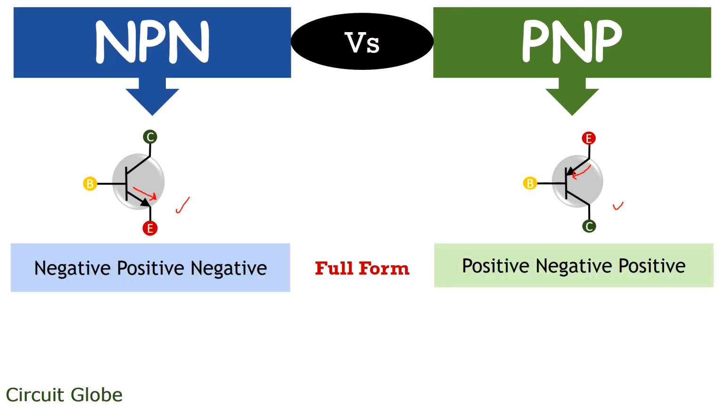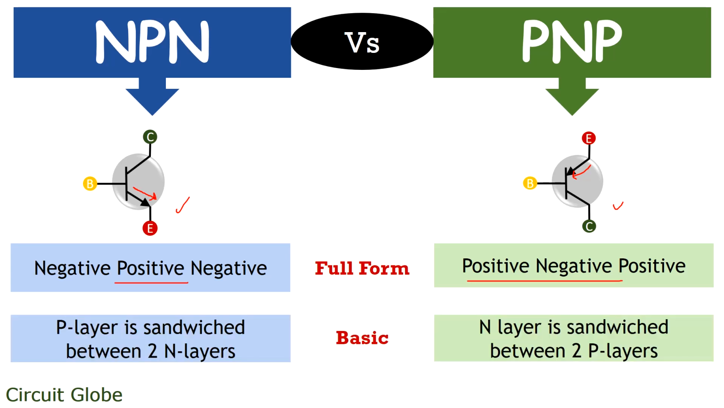Guys, NPN stands for negative positive negative, while PNP stands for positive negative positive. Comparing the two construction wise, NPN is formed by sandwiching P layer between two N layers and PNP is formed by sandwiching N layer between two P layers. Let's see some more differences.